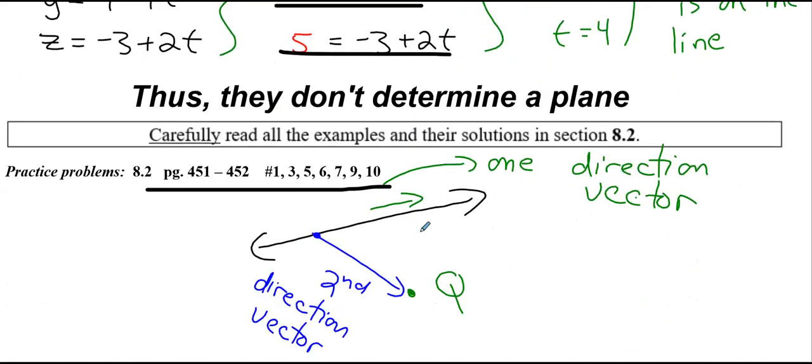Okay, so again, here's the visual in terms of the direction vector. So again, what happens if point Q is on the line? Then you're only going to get one direction vector. This is the scenario you want. You want Q to be off the line to be able to get that second direction vector.